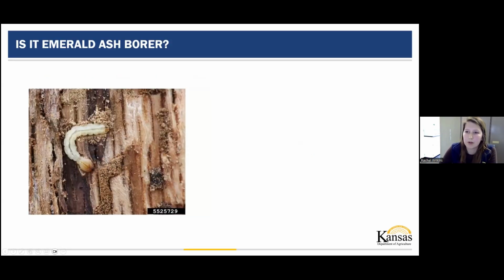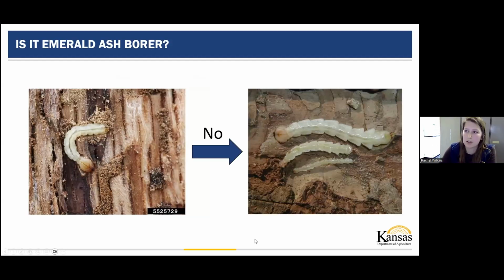All right, we have a photo of a larva. It looks pretty flattened. Is this emerald ash borer? No, it is not. So it looks very similar to EAB, but if you look at the body segments of this larva, they are rounded in shape. And so here on the right, this is emerald ash borer. They're both flat-headed borers, but you can clearly see the difference here. You can see the bell-shaped body segments, and you can see that this insect here does not have those.